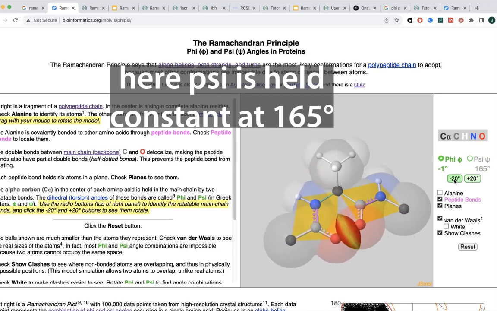Remember that clashes are physically impossible. You can't have those electron clouds overlapping for those non-covalent atoms. So there are only a few places where you don't see those clashes, and this corresponds to the beta strand region.